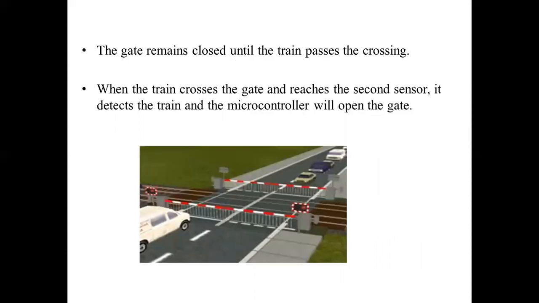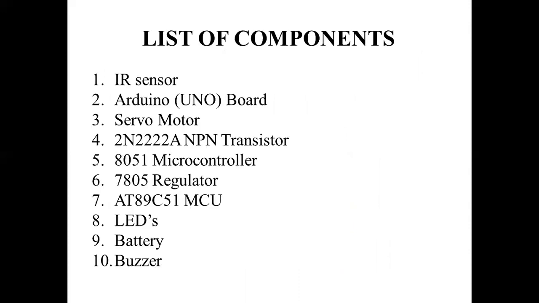The gate remains closed as the train passes the crossing. When the train crosses the gate and reaches the second sensor, it detects the train and the microcontroller will open the gate. This is the working of the railroad gate.